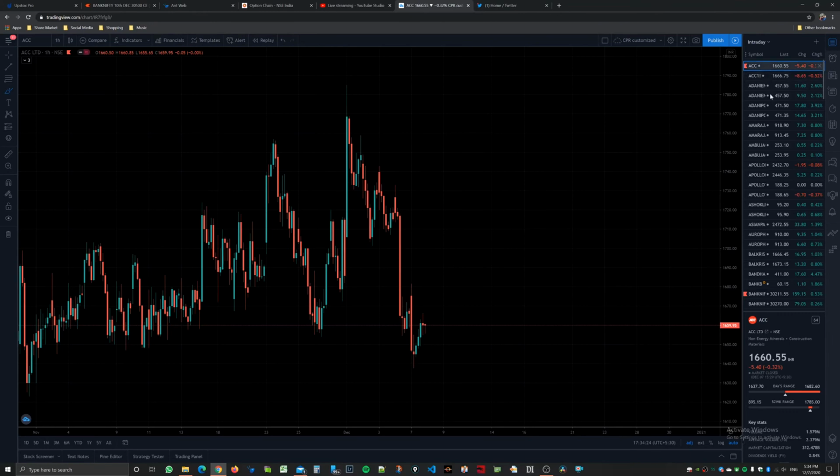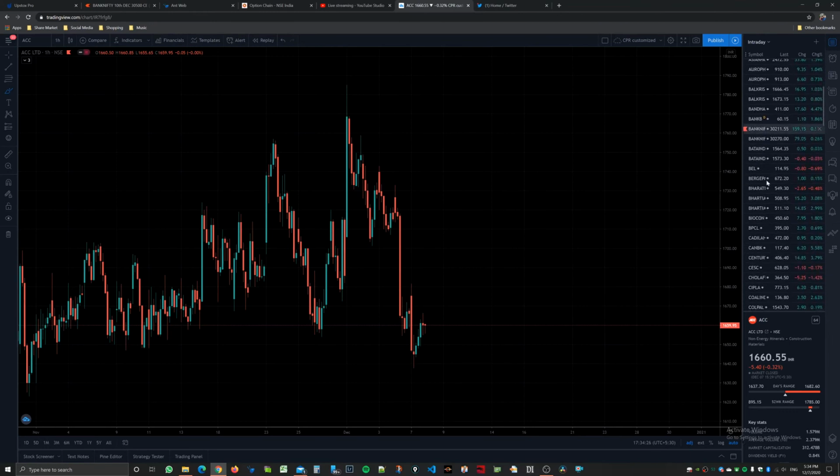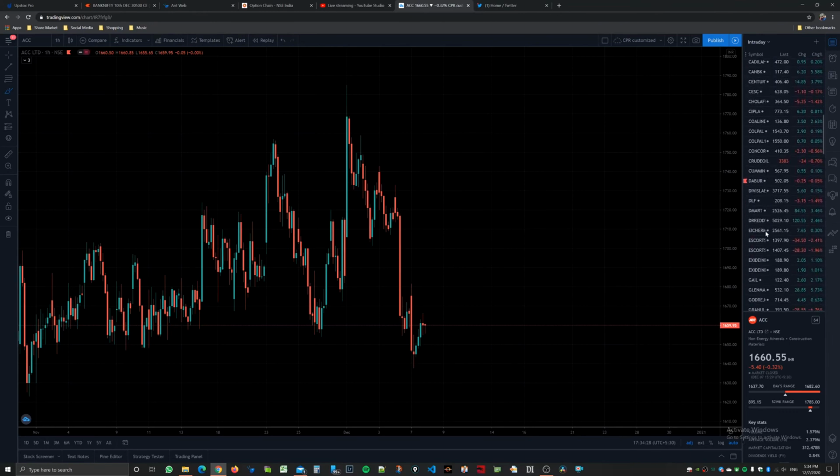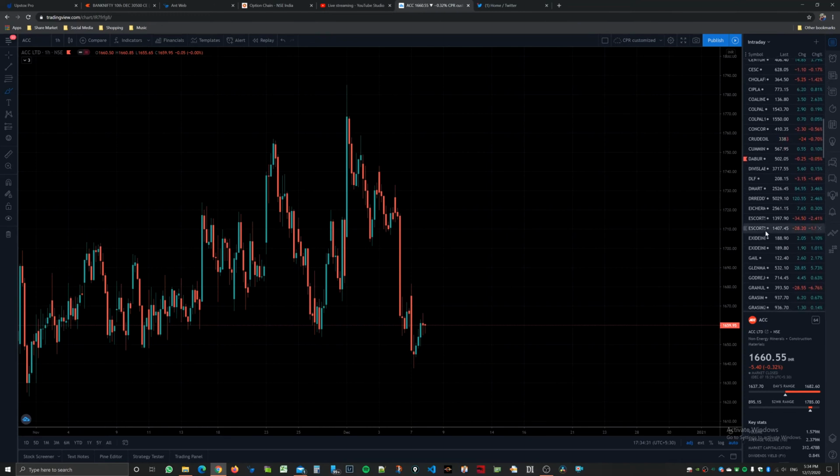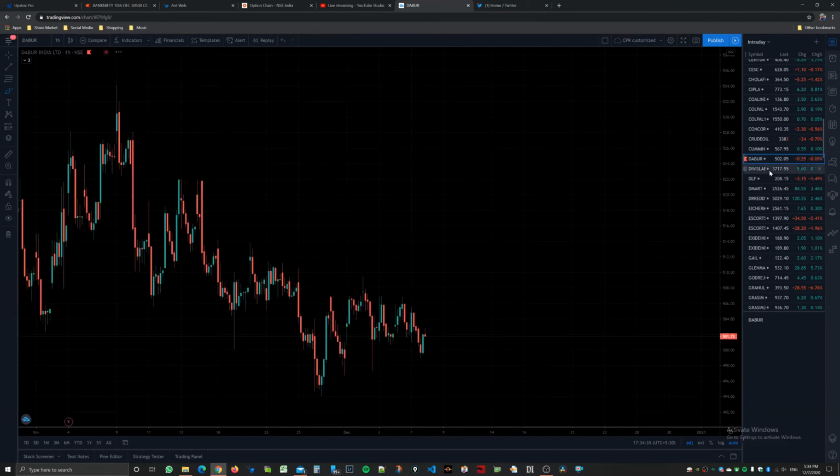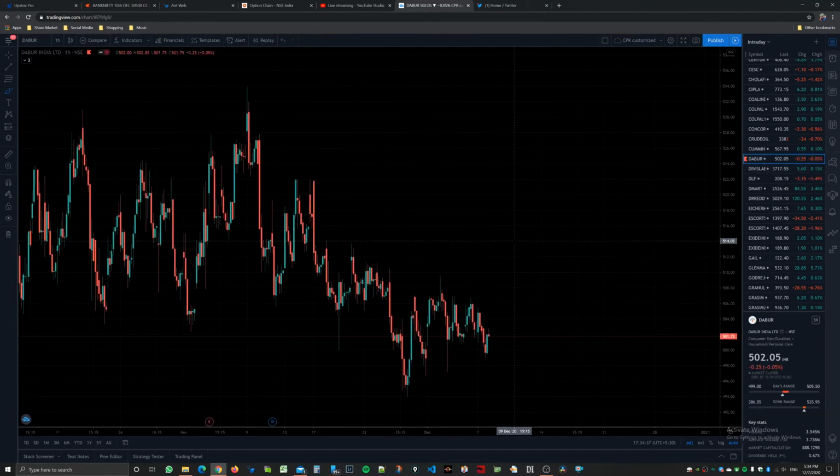Banknifty will come up at the end. Let's do Dabur. Let's look at Dabur, for example.